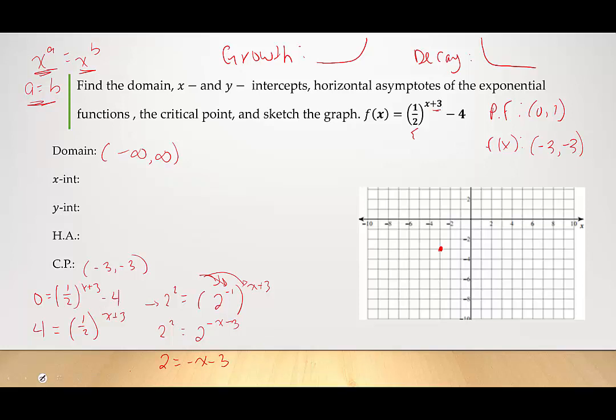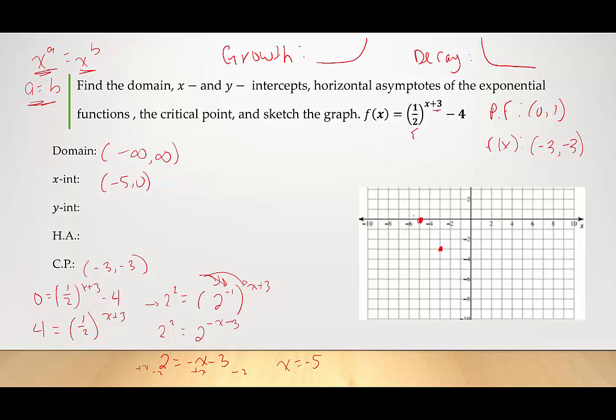I'm going to add x to both sides just to turn it positive, and I'm going to subtract 2 from both sides. Add x, subtract 2, and then I end up with x equals negative 5, a nice real integer. Hooray, we have an x-intercept. That x-intercept is at (-5, 0). That's going to help us. That's one more point that we actually can use.